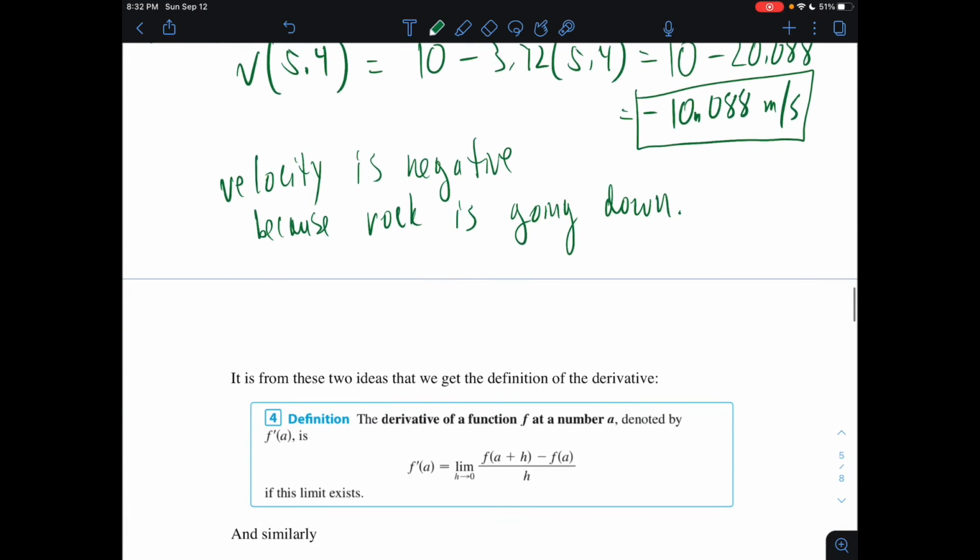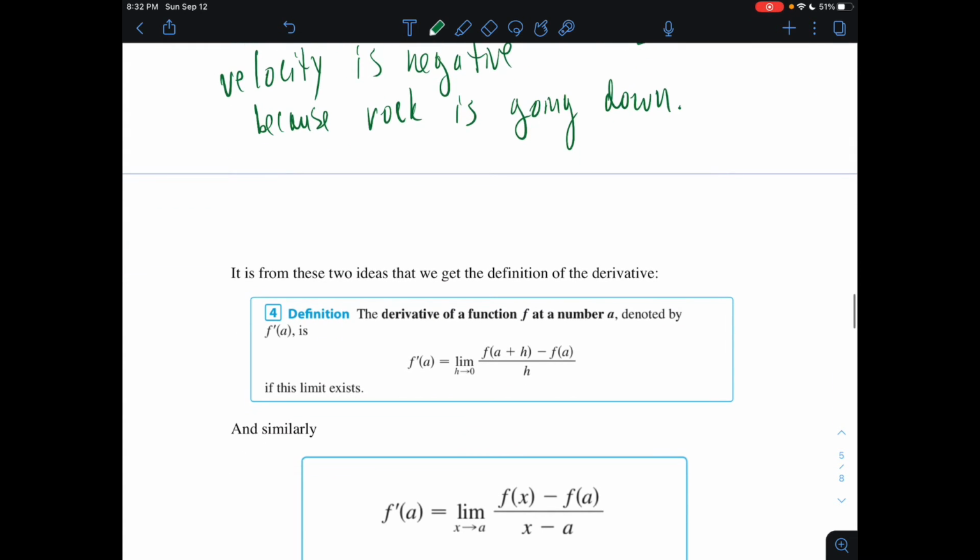So from these ideas, what we saw in the beginning of Chapter 2, introducing this concept of the tangent line and then trying to approximate the slope of the tangent line, and then instantaneous velocity, and now with our new language of using the limit, it's from all of this that we get the definition of the derivative. And that definition is: the derivative of a function f at a number a, denoted by f prime of a, that's the notation for this, is f prime of a equal to the limit as h approaches 0 of f of a plus h minus f of a divided by h, if this limit exists.